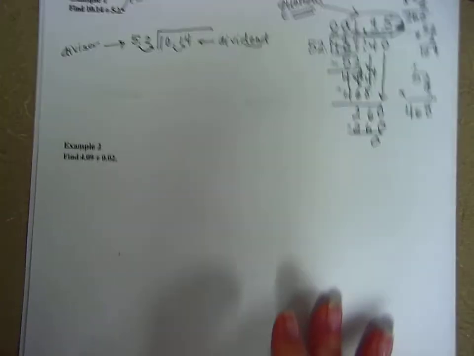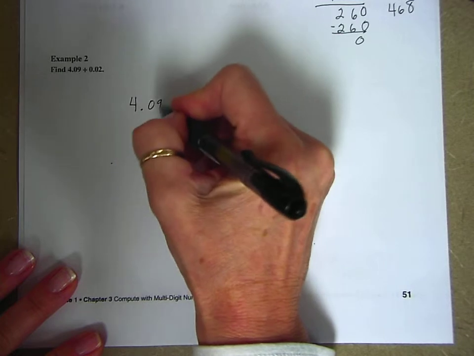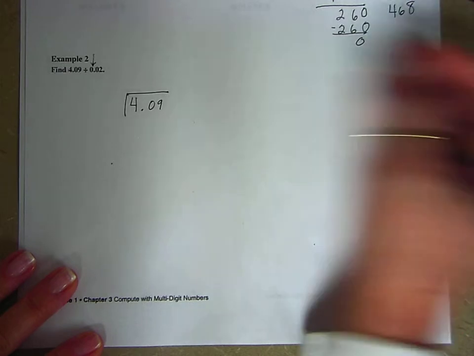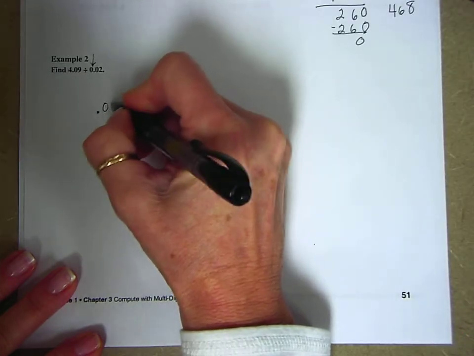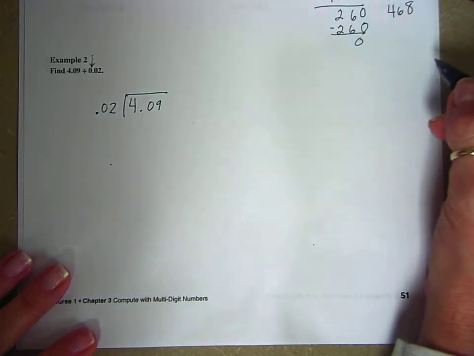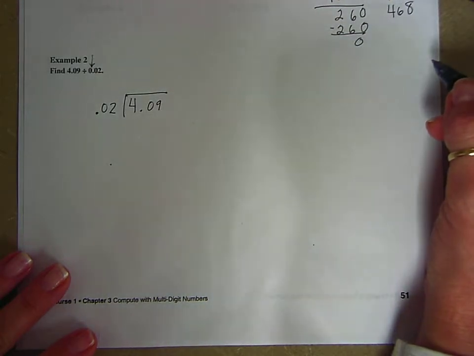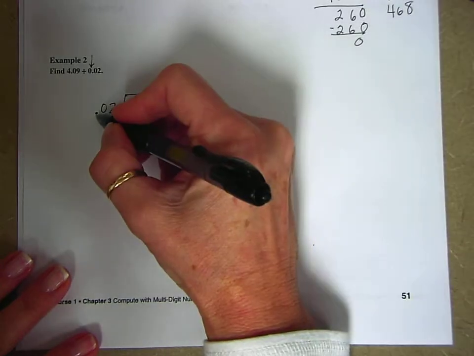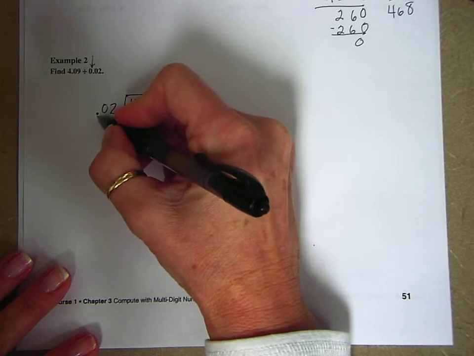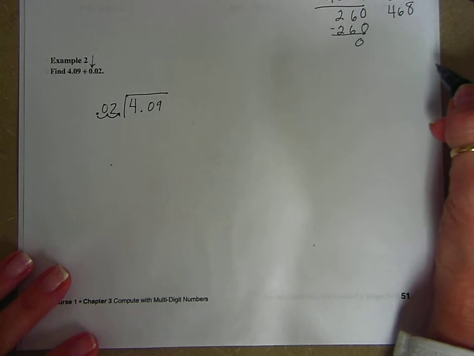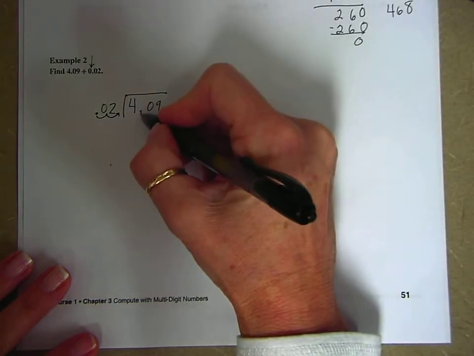All right, looking at example number 2. 4 and 9 hundredths divided by, I don't need this first 0 at all, okay? So I'm just going to write 0.02. All right. Well, I need that to be a whole number, and right now it's 2 out of 100. It's like 2 cents, okay? So the only way for me to make that a whole number is if I move it 1, 2 places to the right.